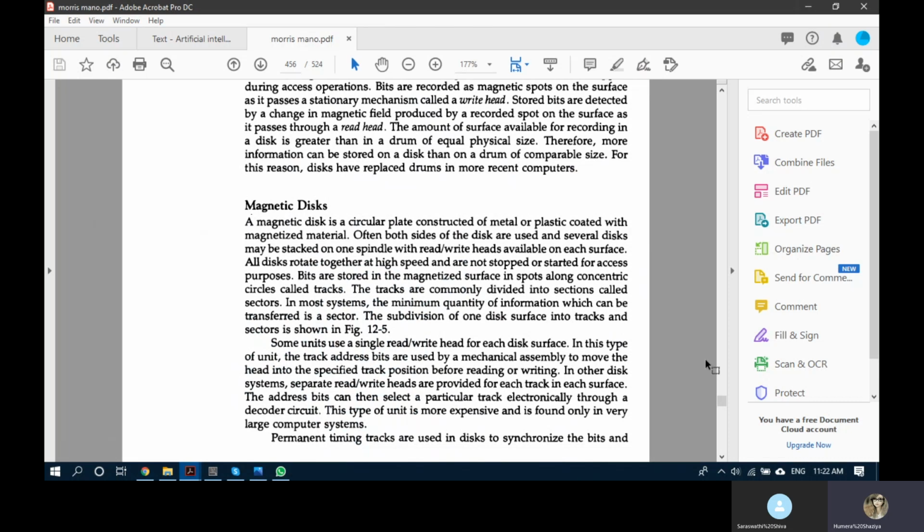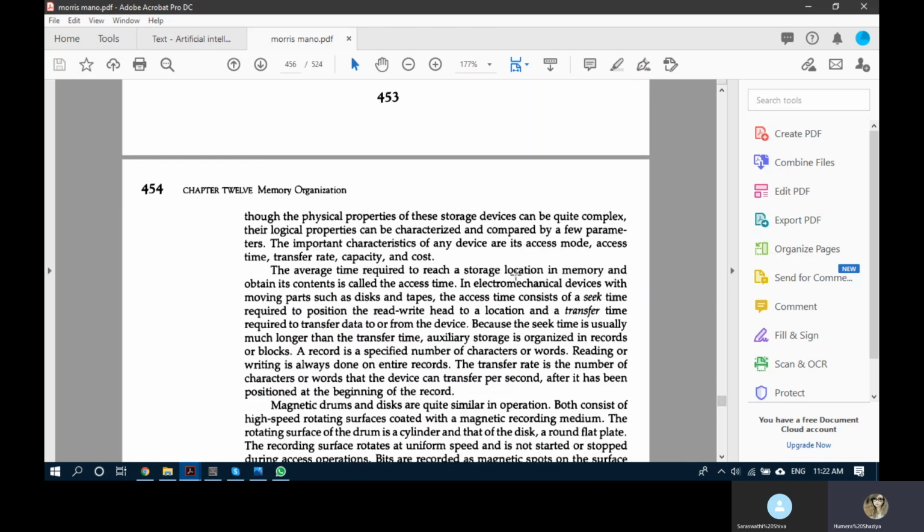One important point to remember here is access time. The time to get the information from the disk to the processor is known as the access time. Access time is made up of seek time and transfer time. Seek time is required to position the read write head to a location.